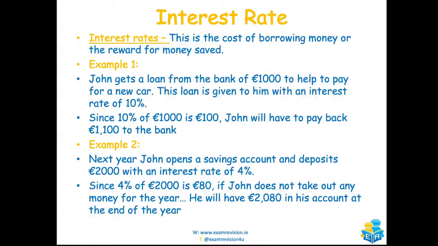In our second example then, in the following year, John opens a savings account and deposits €2,000 into the account, and that account has an interest rate of 4%. And since 4% of €2,000 is €80, if John does not take out any money for the year, he will then have €2,080 in his account at the end of the year, okay? So we can see here the two different types of interest rates that exist.